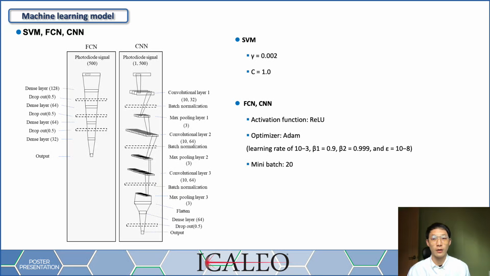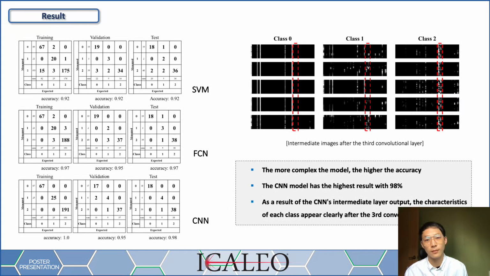In order to compare the accuracy according to the models, the traditional model SVM, and the deep learning FCN and CNN models were used. In the case of FCN and CNN models, dropout and batch normalization were applied to prevent overfitting. Overall, it was confirmed that the accuracy improved from SVM to CNN. It can be confirmed that this resulted in better results in complex models.